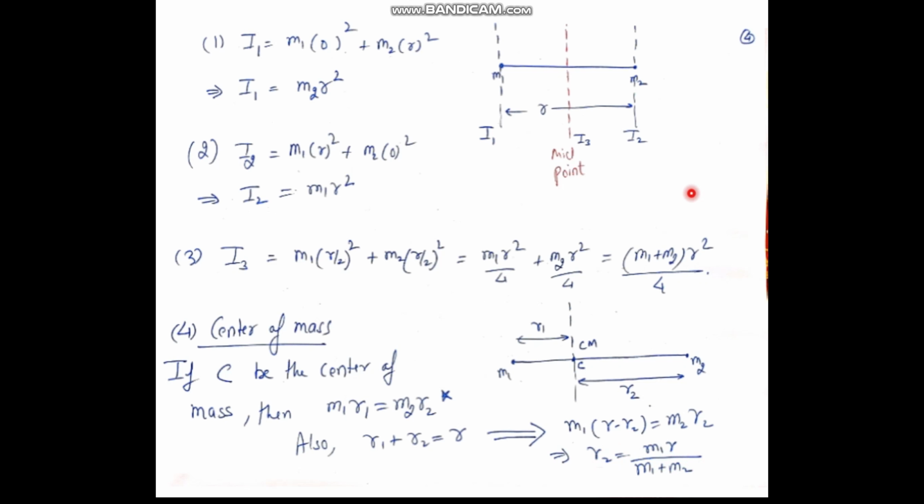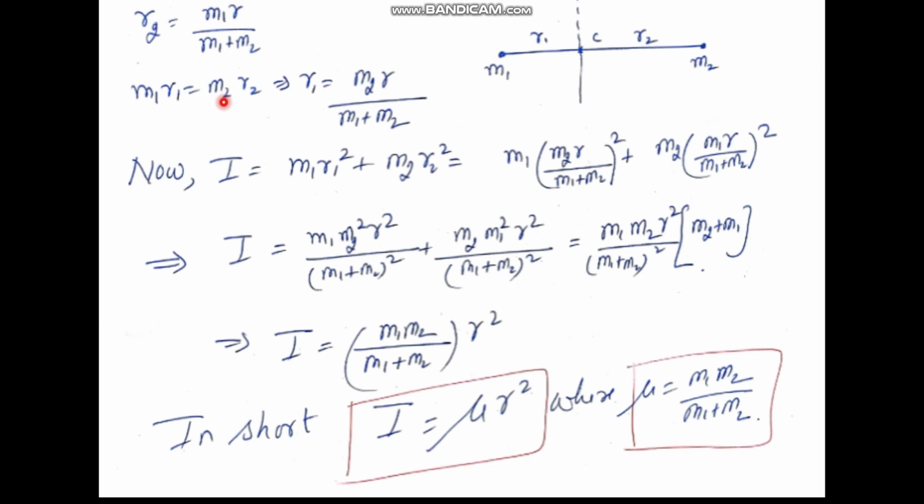So I have calculated r2. Now using this m1 r1 is equal to m2 r2, I will also evaluate the value of r1. I will put the value of r2 over here to obtain r1 as m2 r by m1 plus m2. So I know r1 and r2, and the basic formula for I is m1 r1 square plus m2 r2 square.